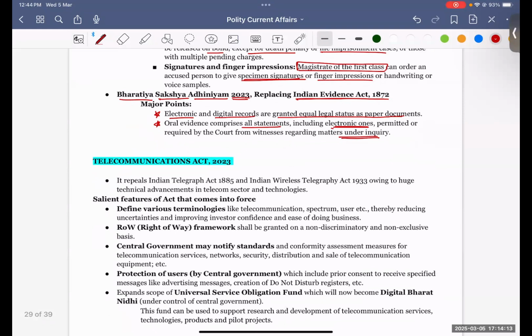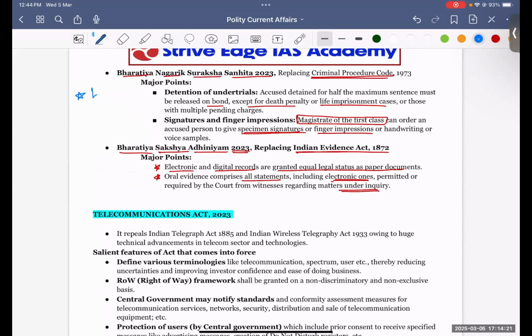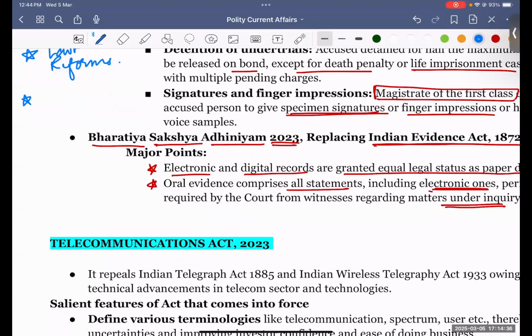Okay, so why is this important for prelims? Because major law reforms play a very major role in exams. So law reforms, they form a major part of your prelims preparation. What you have to study more is about the FIR and bails. Okay, how are they different? Then, like already said about the digital evidences.